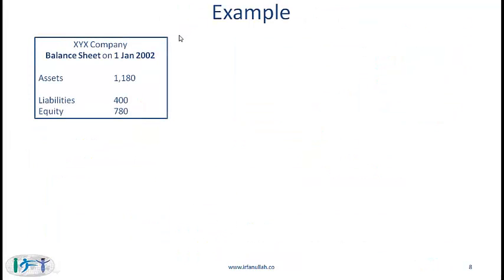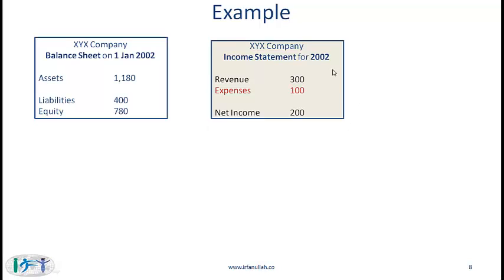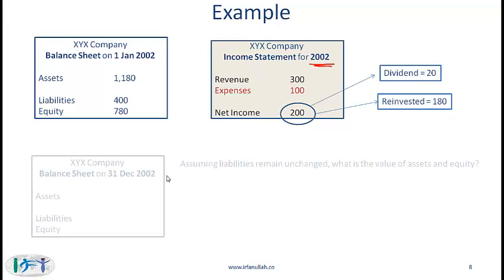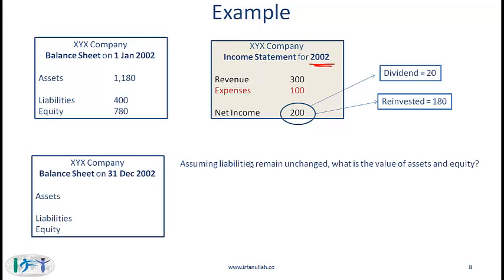Continuing with that same example, we now have the balance sheet on 1 January that looks like this. Assets 1180, liabilities 400, equity 780. The income statement for 2002 is the same, and we've done that for simplicity, and assume that as in the previous year, we pay out a dividend of 20 and reinvest 180. The question now is that assuming liabilities remain unchanged, what is the value of assets and equity at the end of the year?